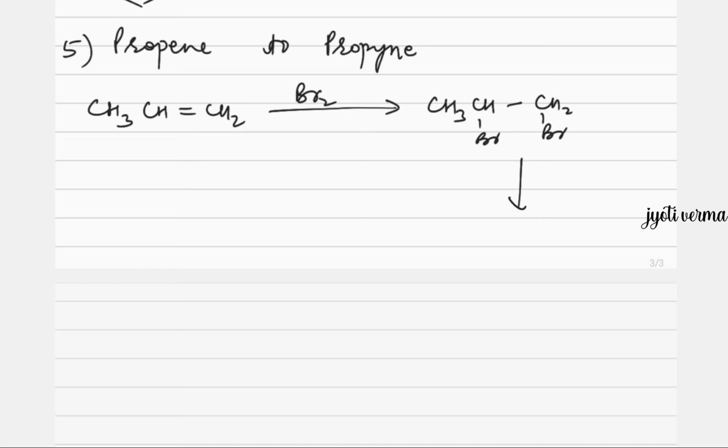Now you carry out its elimination twice with alcoholic KOH. One Br from here, H from here. Second time Br from here, H from here. And we will be getting propyne, CH3C≡CH. So that is how we can do it. We can get CH3C≡CH, propyne.